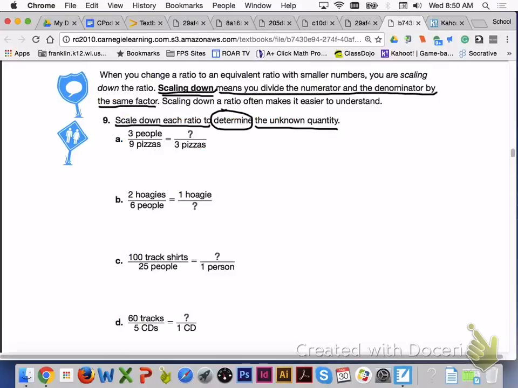Turn to page 330. When you change a ratio to an equivalent ratio with smaller numbers, you are now scaling down the ratio. Scaling down means you divide the numerator and the denominator by the same factor. Scaling down a ratio often makes it easier to understand. Please answer number 9, letters A through H with your group members.